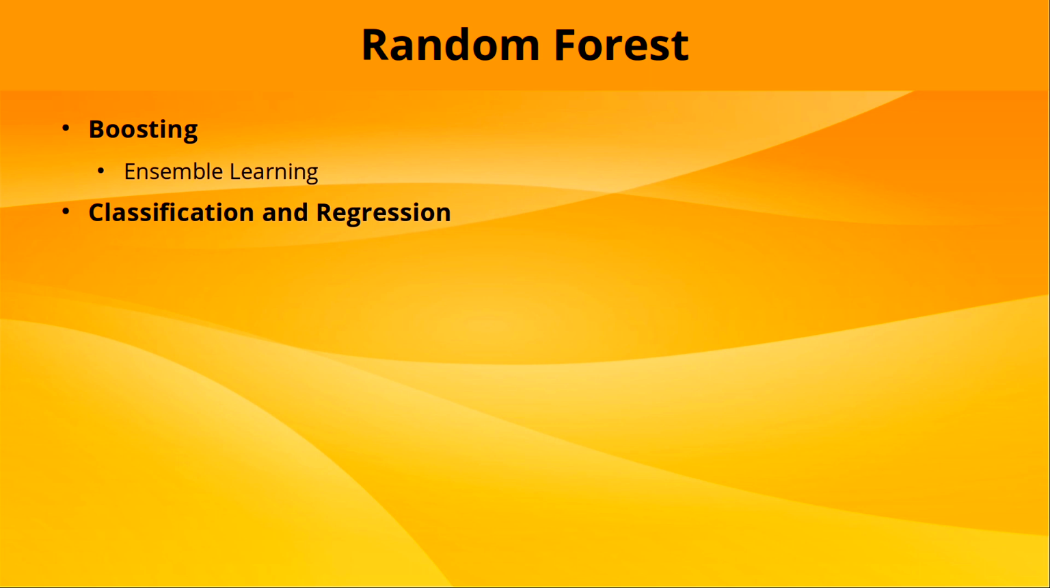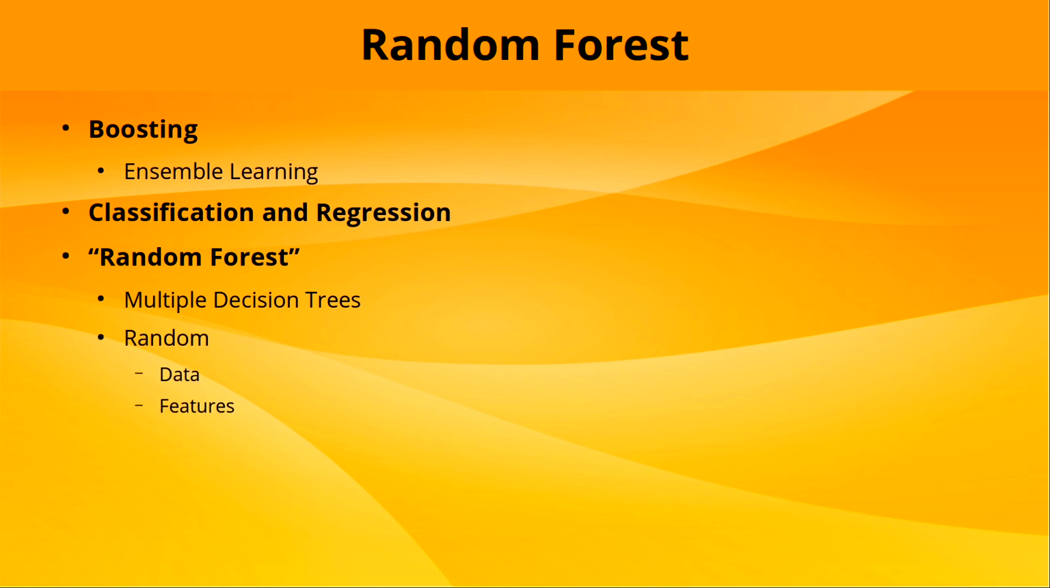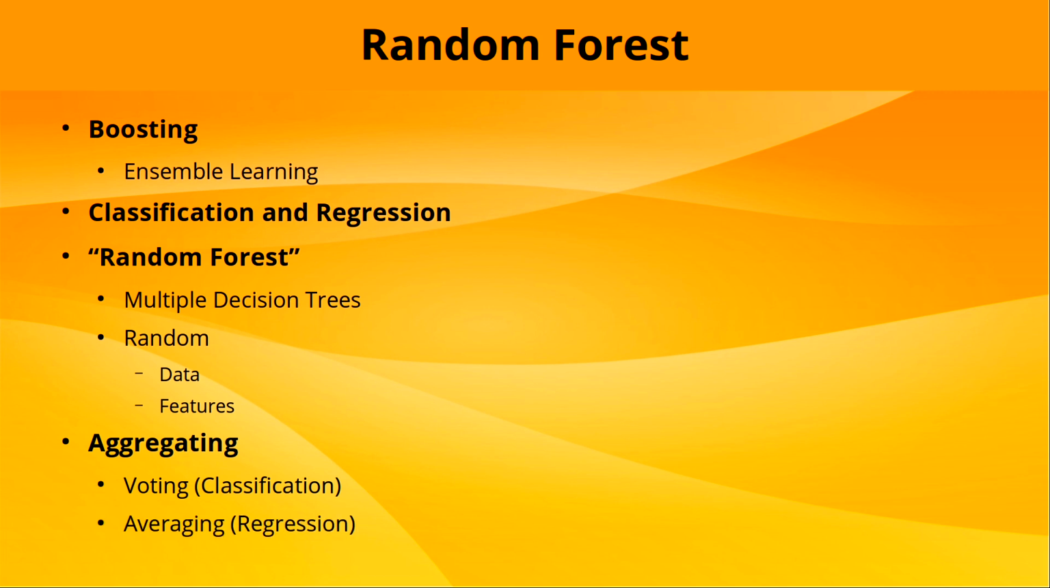The algorithm derives its name from the fact that it creates a forest of decision trees, where each tree is trained on a random subset of the available data and a random subset of features, which helps to reduce the correlation among the trees. During prediction, the final output is determined by aggregating the predictions of all the individual trees through voting, for classification, or averaging, for regression.